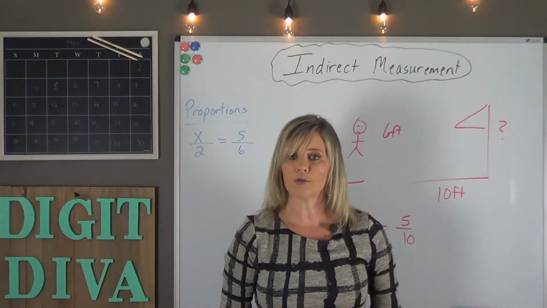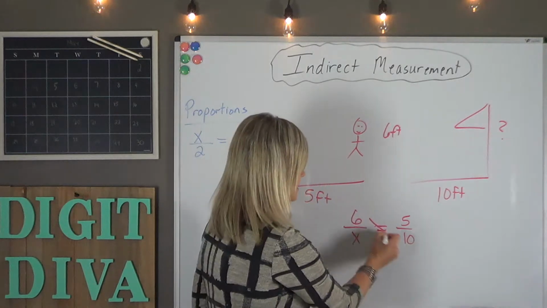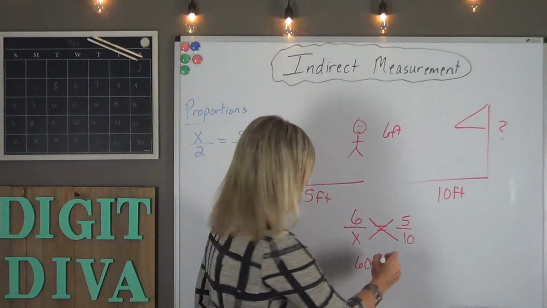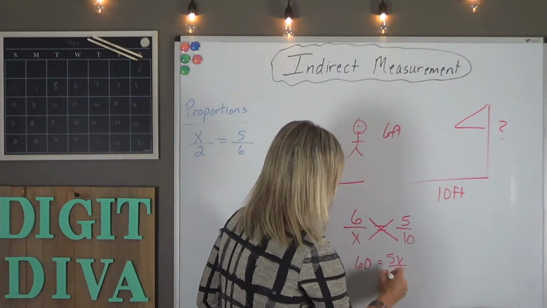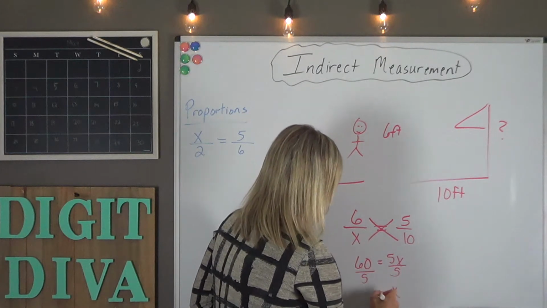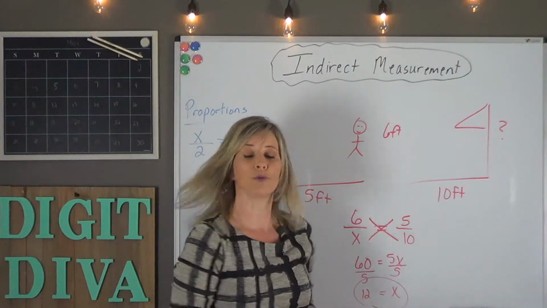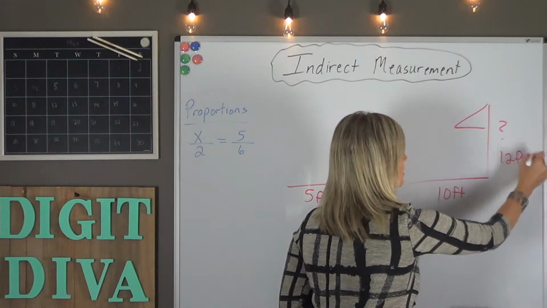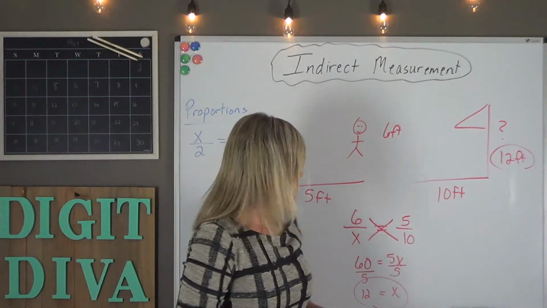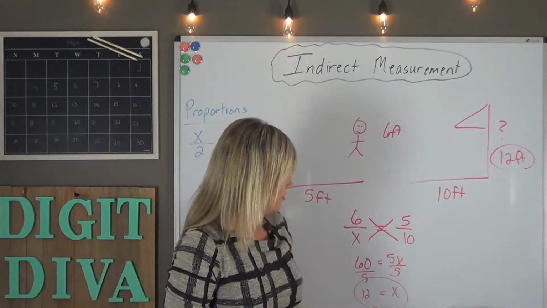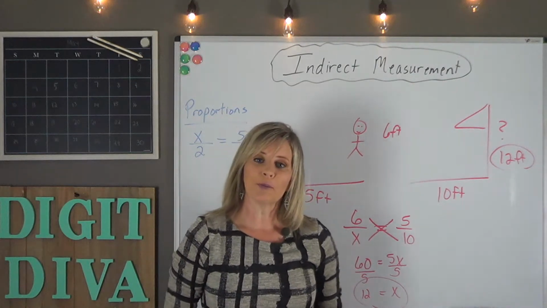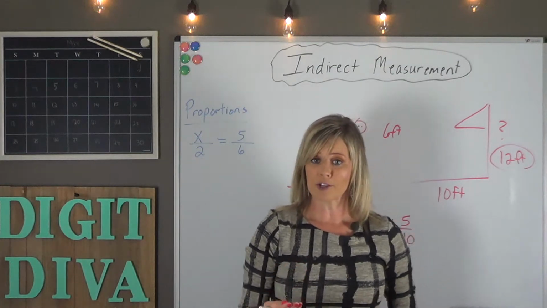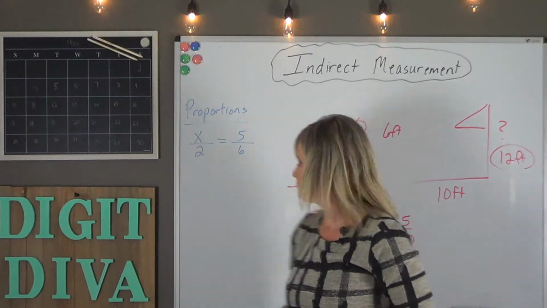And to solve a proportion, you simply cross multiply. 6 times 10 is 60. 5 times x is 5x. And then you divide both sides by 5, and we would end up getting a measurement of 12. So this flagpole must be 12 feet tall. So 60 divided by 5 would give us 12. So we're going to practice a few problems like that. We're going to try to find an indirect measurement by setting up a proportion.